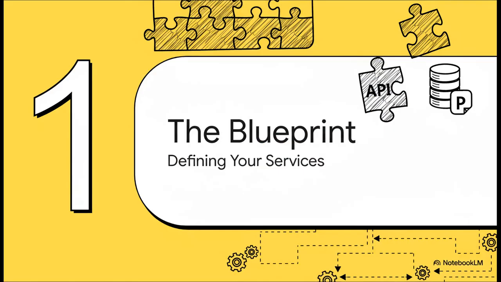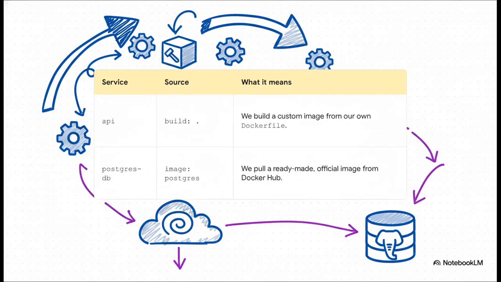Okay, so the very first thing we need to understand in our blueprint is this idea of services. It's simple, really. A service is just one piece of your application's puzzle. You know, like your API is one service and your database is another service. Each one runs in its own container. Now, here's where it gets interesting. How do we tell Compose where to get these services? Well, we have two main ways.